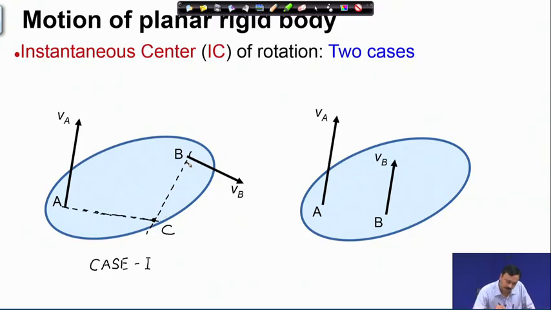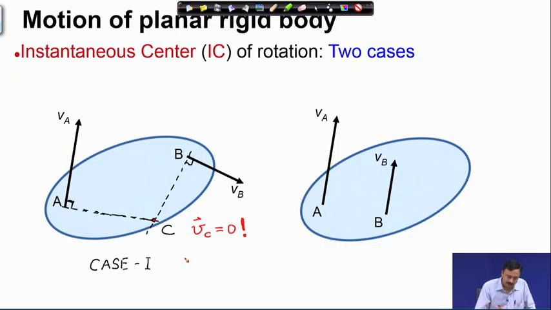So, these are perpendiculars. I am locating point C at the intersection of the two perpendiculars to V a and V b. Now, what is the velocity of point C? From the previous constructions, it is very easy to see that the velocity of point C must be 0.